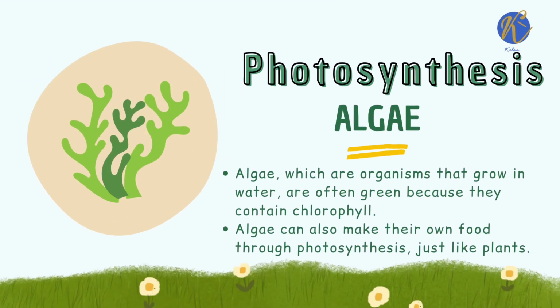Moving ahead, let's discuss what algae is. Have you observed a greenish substance in your home water tank? That greenish substance is generally found on the boundaries of the water tank. That greenish element is called algae. Algae, which are organisms that grow in water, are often green because they contain chlorophyll. Algae can also make their own food through photosynthesis, just like plants.